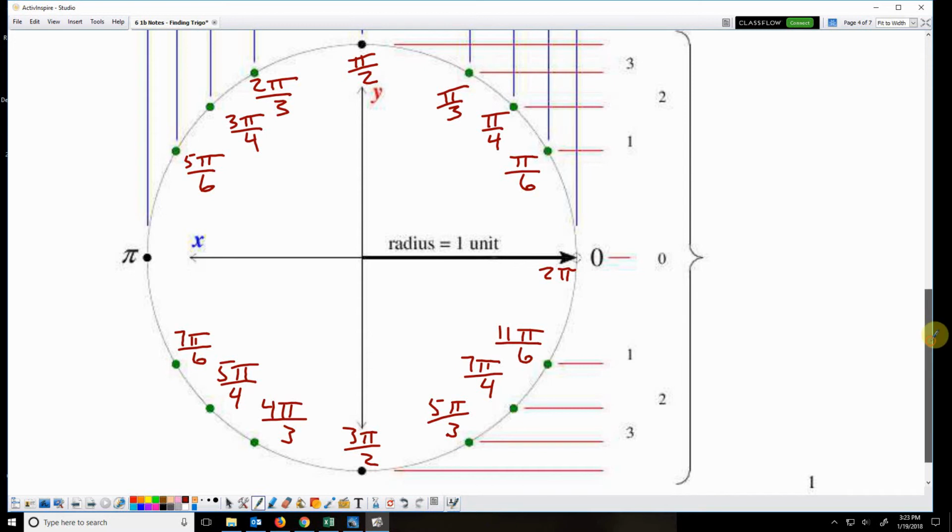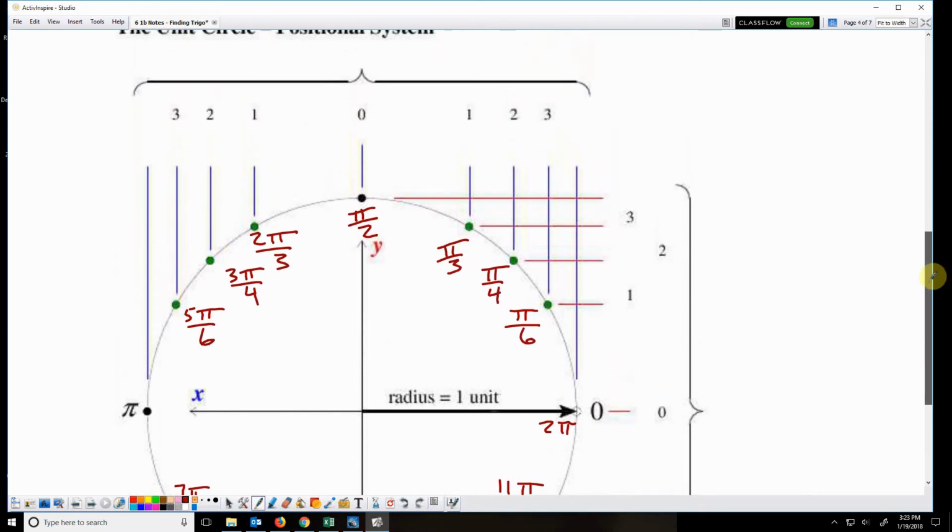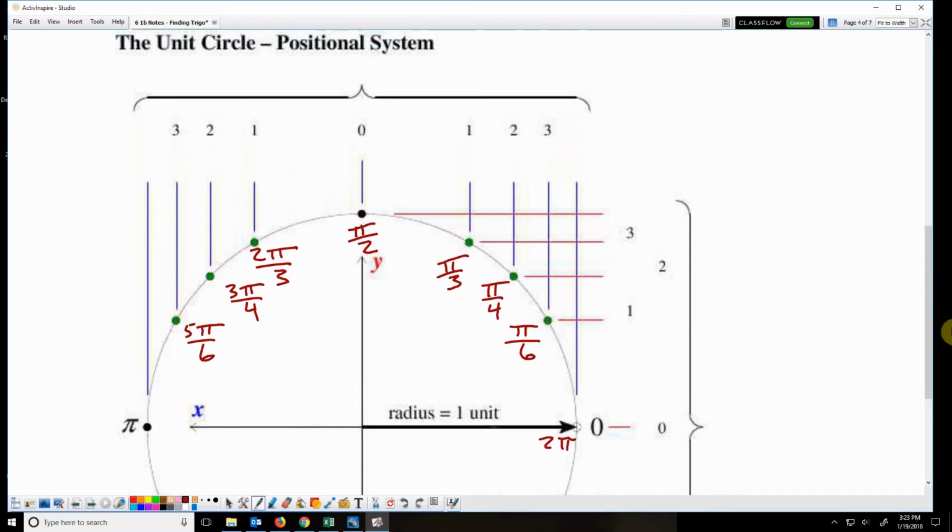Now, to find x and y values so that we can find trig values, sine, cosine, and tangent, here's how I do it. The x values count from the center horizontally going right and left. So there's x equals 0. Here's 1, 2, 3, and 4 positions right. 1, 2, 3, and 4 positions left. So right here, x is 0.